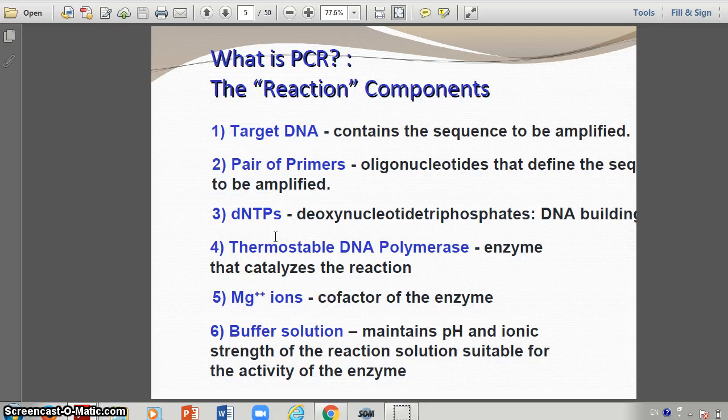Then Mg2+ ions, magnesium ions. As we are going to use DNA polymerase for this reaction, I think you have studied biochemistry, so for the activity of enzymes there is a requirement of a cofactor. For DNA polymerase, the magnesium ion acts as a cofactor, which is very important for DNA polymerase activity. Then buffer solution. What is its role? It maintains the pH and ionic strength of the reaction, which is suitable for the enzyme activity. So this is about the components of PCR.